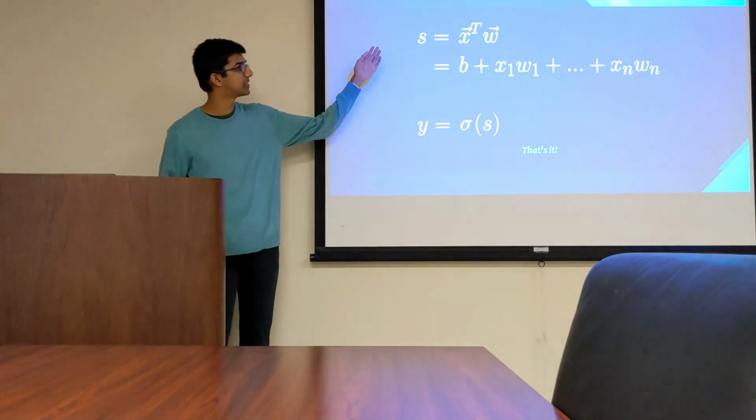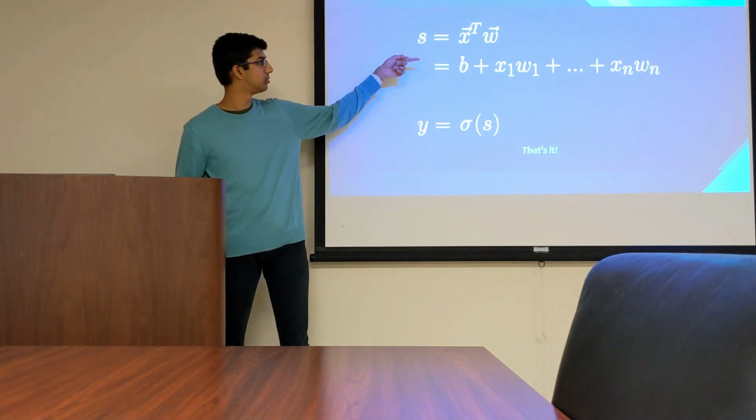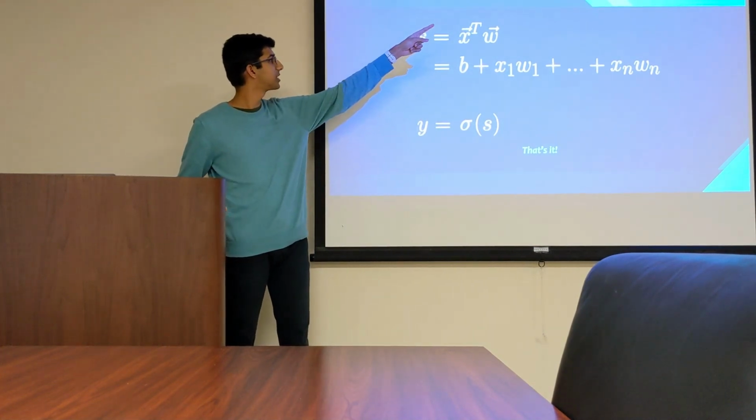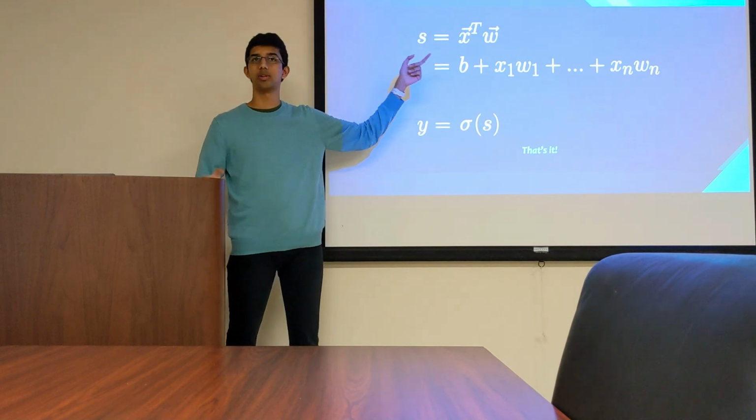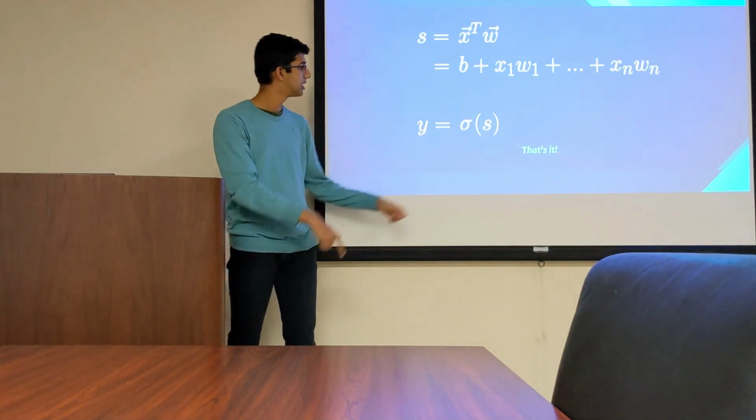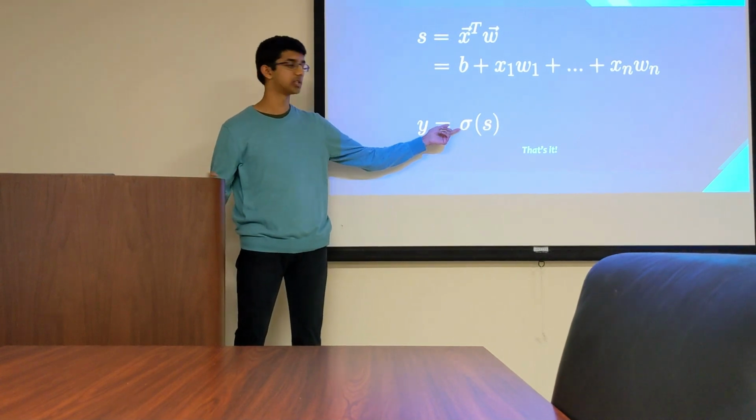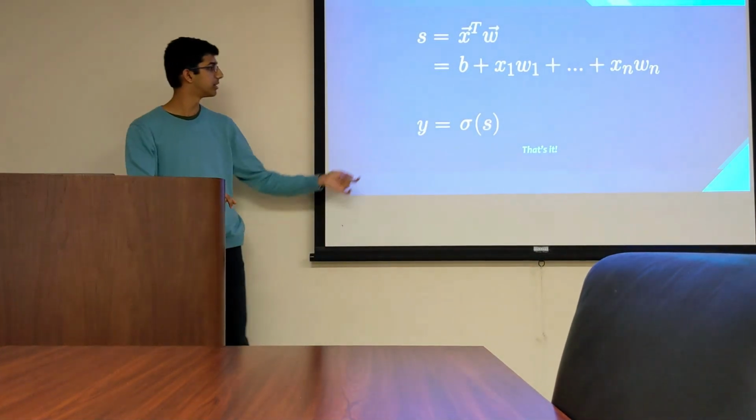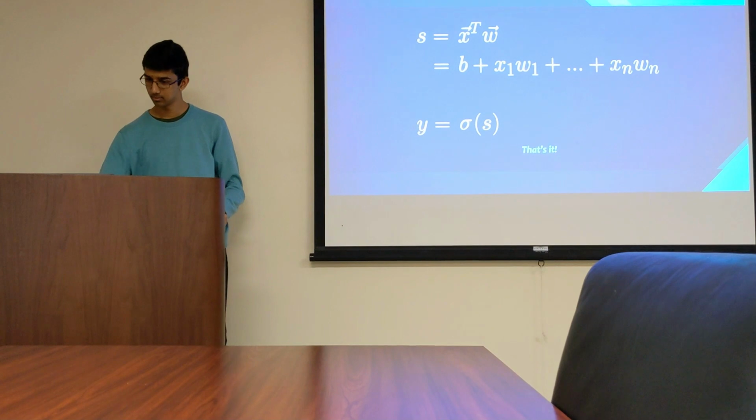So our output is going to look something like this. These two things are equivalent. This is our x vector, our weight vector. You multiply them together and you get this expression with the bias and all the terms. You pass that into an activation function, which is represented by sigma, and your output is y. That's it.